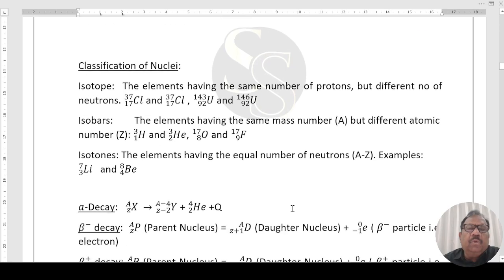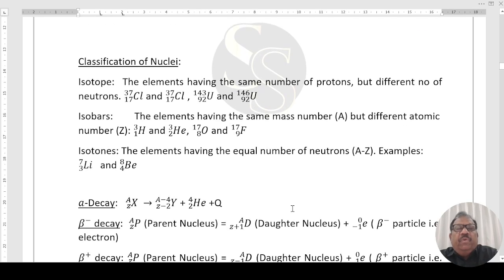Concept applicable in the solution: classification of nuclei. What is an isotope? Elements having the same number of protons but a different number of neutrons. These are the examples. Isobars are elements having the same mass number but different atomic number. And additional information, isotones are elements having an equal number of neutrons, that is A minus Z. 7 minus 3, 8 minus 4, 4. These are the examples.